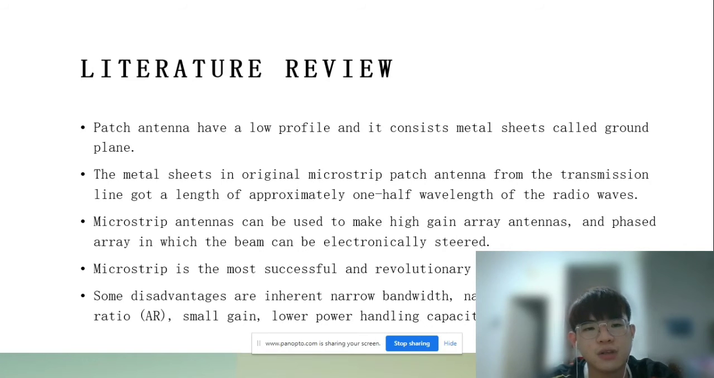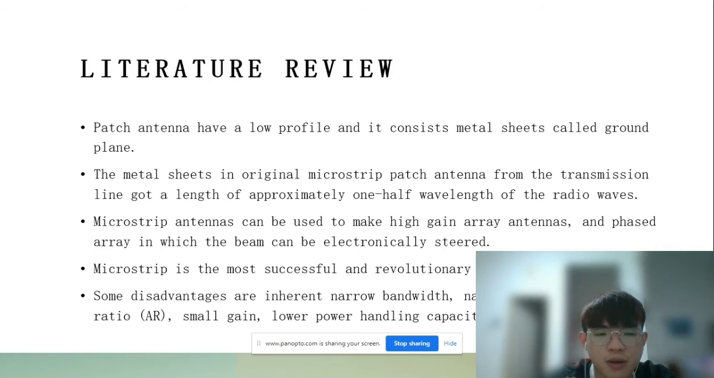So our project is a patch antenna. A patch antenna has a low profile and consists of a metal shield called a ground plate. The metal patch in the original microstrip patch antenna, from the transmission line, has a length of approximately one half wavelength of the radio wave. Microstrip antennas can be used to make high gain array antennas and phased arrays in which the beams can be electronically steered. So microstrip is the most successful and revolutionary antenna technology.